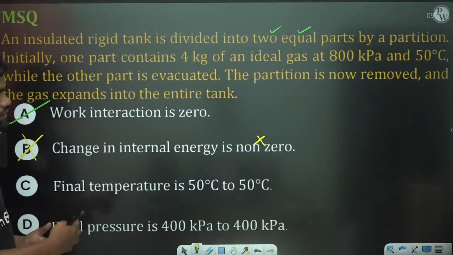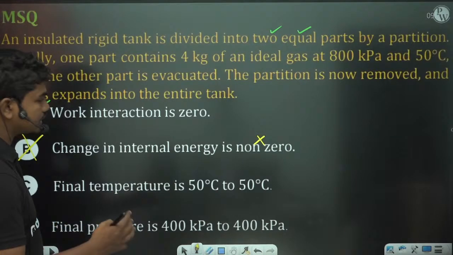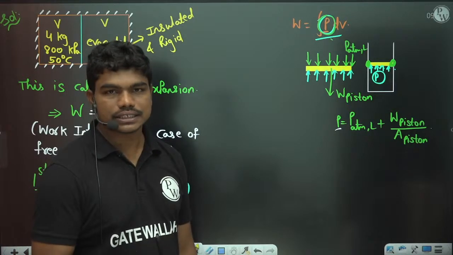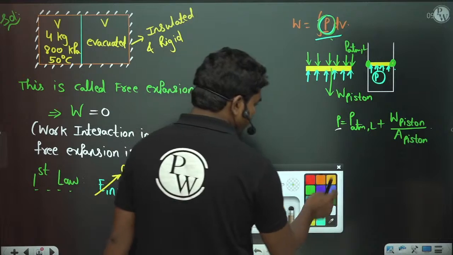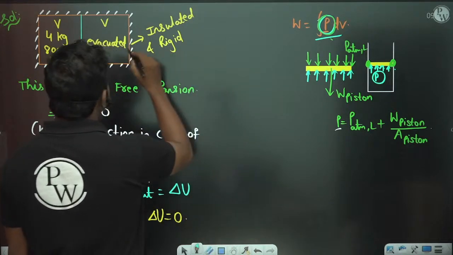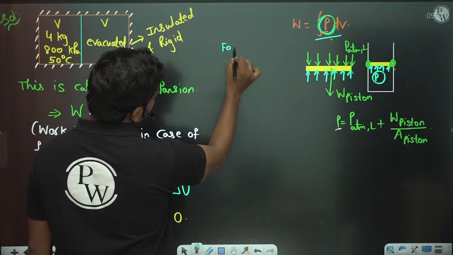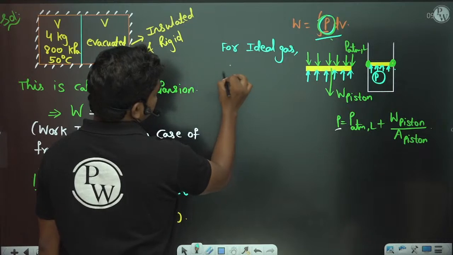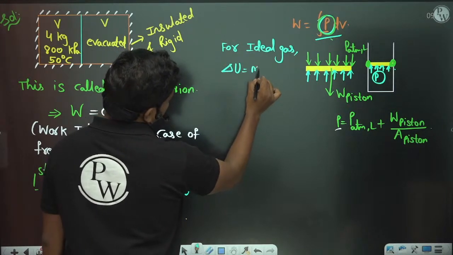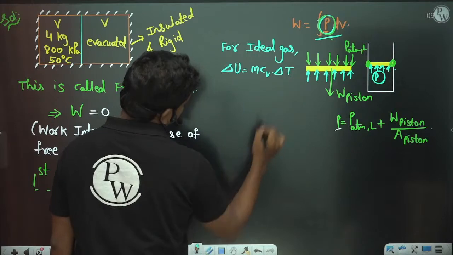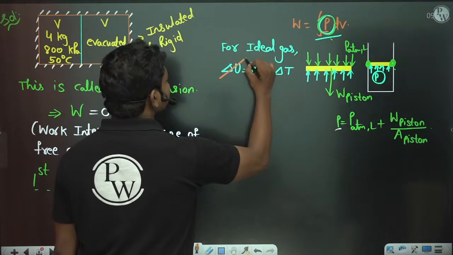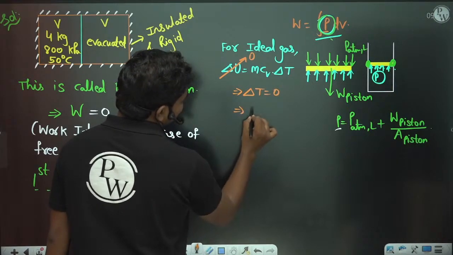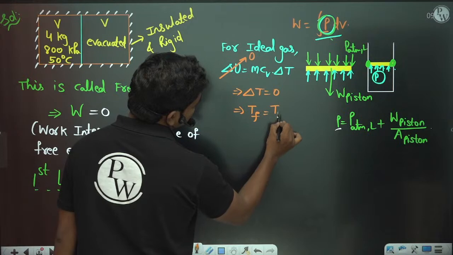Now, final temperature is 50 degrees Celsius. They are telling you the final temperature will also remain the same. Is it so? Let us see why it remains the same: because delta U is equal to 0 and this is an ideal gas. For an ideal gas, delta U is equal to m Cv delta T. In this case delta U is 0, so this implies delta T is also 0. This implies final temperature is equal to initial temperature.